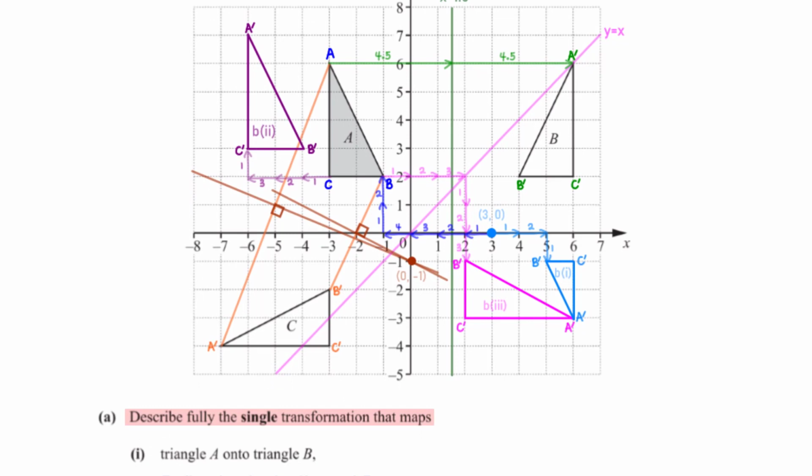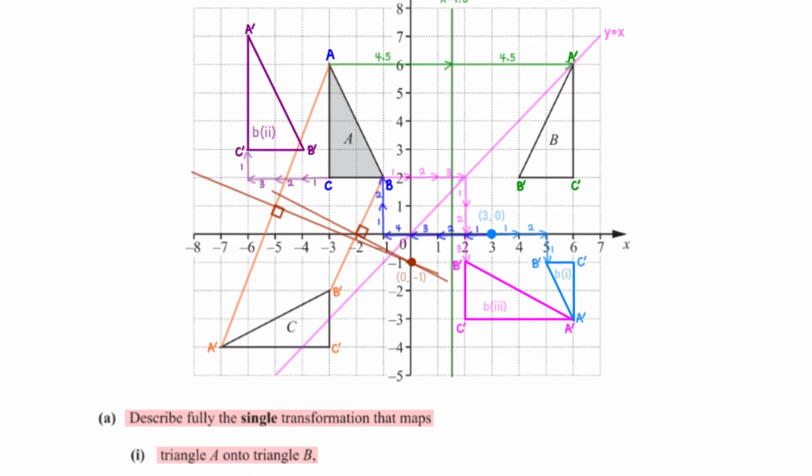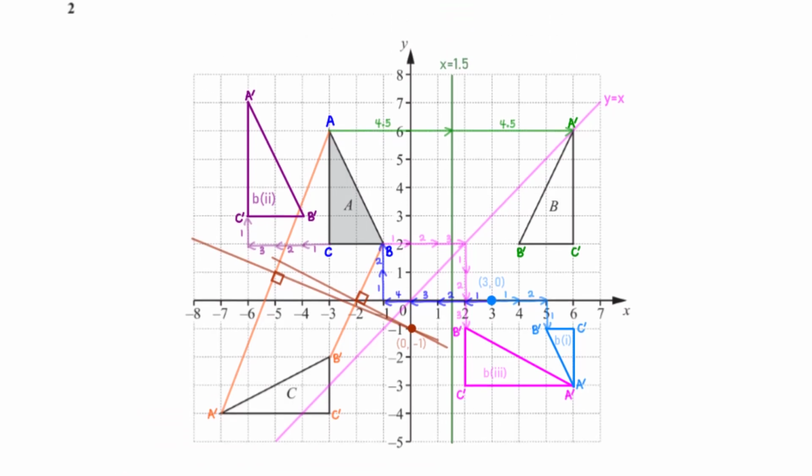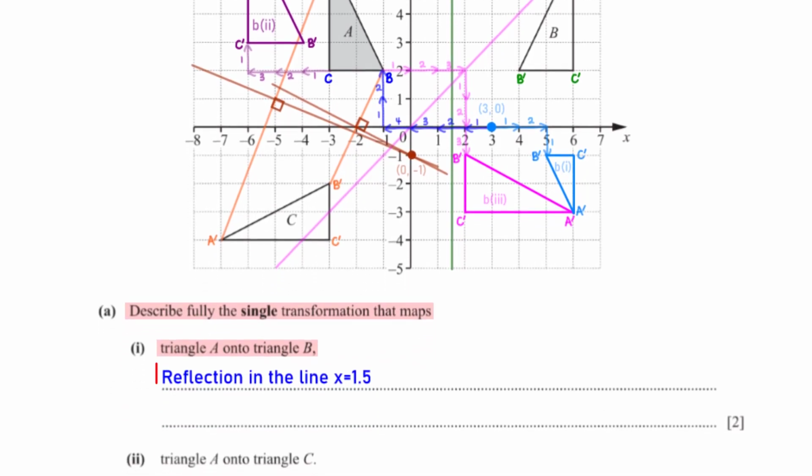Describe fully the single transformation that maps triangle A onto triangle B. When we look at triangle A and triangle B, they have the same size but their orientation is different, which means the transformation is either a reflection or a rotation. In this case, we see that triangle B is a mirror image of triangle A in the line x equals 1.5. And so the full description for the transformation would be reflection in the line x equals 1.5.